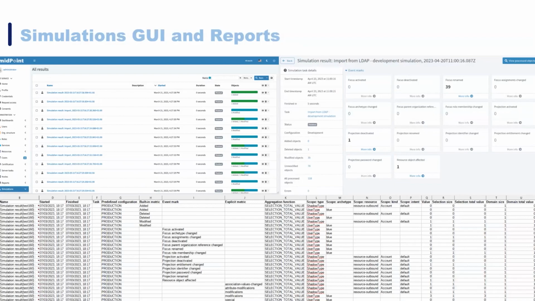As mentioned earlier, every simulation run generates the simulation's result with details about changes being executed. To make the simulations usable, there needs to be a possibility to comfortably review those changes, to see the list of users being affected, metrics, and statistics. Therefore, we added the possibility to review the result of simulation using the graphical user interface in MidPoint or export them with a predefined or custom report.